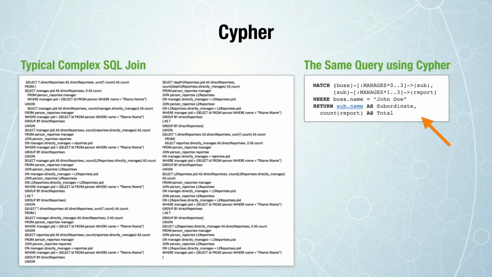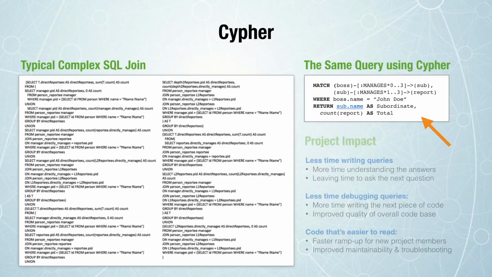So the same query using Cypher is saying, find me a boss and their subordinates with a management level of up to 3 degrees, and find the subordinate and the reports, again, up through 3 degrees, where the boss's name is John Doe, and return the subordinates of John Doe as well as the total counts of those reports. Quite easy to write this in Cypher, easier to maintain, and faster to run as well.